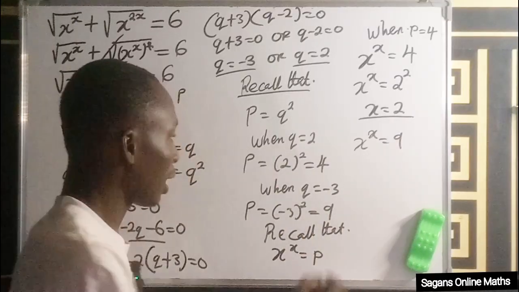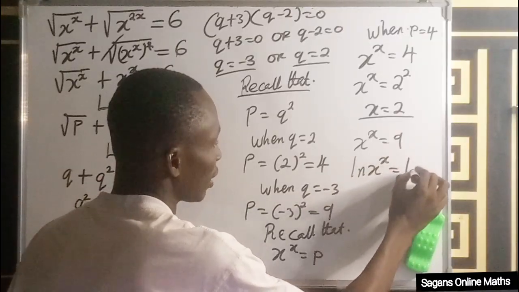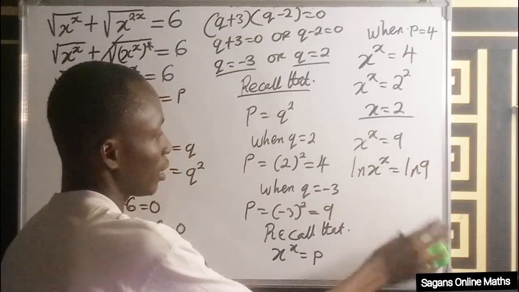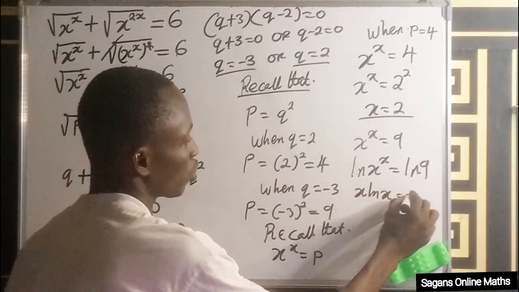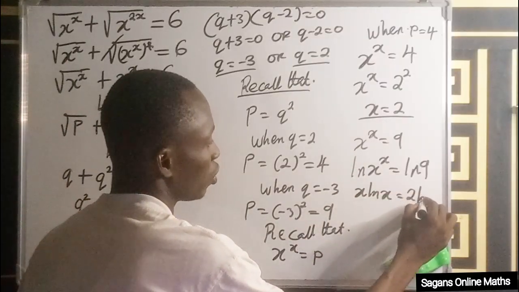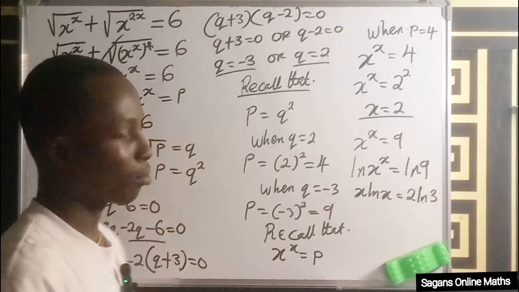No way. That means let's apply the natural logarithm to both sides: ln of x to the power of x is equal to ln 9. And this power here can also come down to become x ln x, which is equal to 2 ln 3, by putting 9 in this form, right?